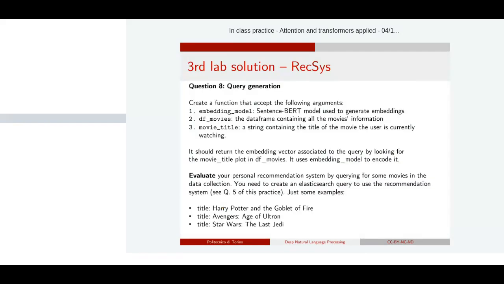And then the idea was to query the search engine. In this case, it's like a recommendation system using one of the titles of the movies. So you provide a title, you get the plot of this movie, you encode it, get the semantic vector, and use this vector to perform the query.